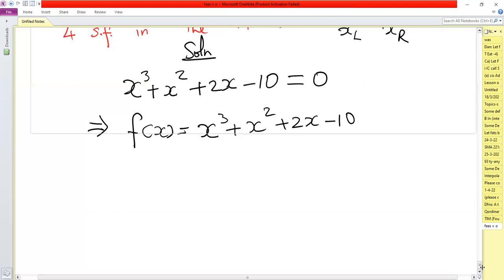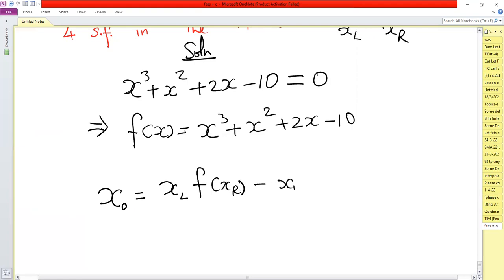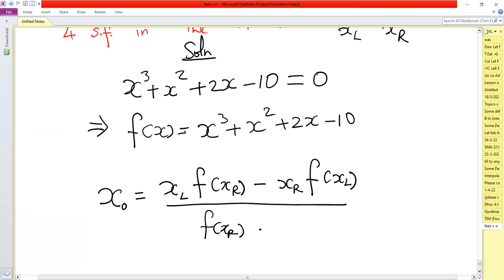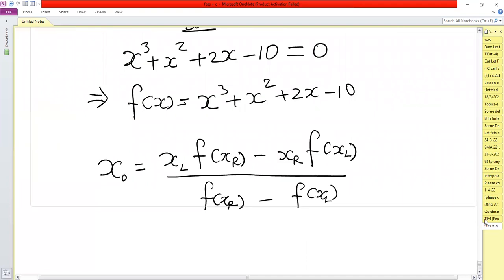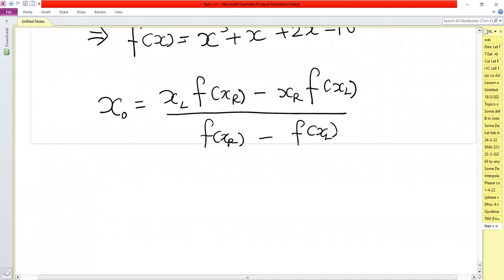So we know the formula is, for the first iteration, let's call it x naught, given by xl f of xr minus xr f of xl, divided by f of xr minus f of xl. So that's the formula for Regula-Falsi. So let's define everything.